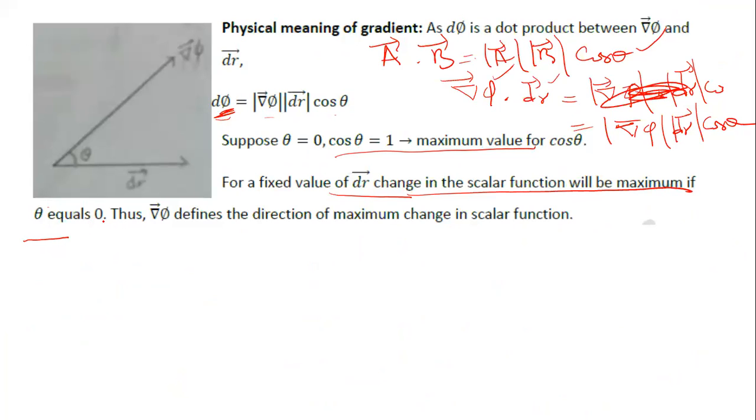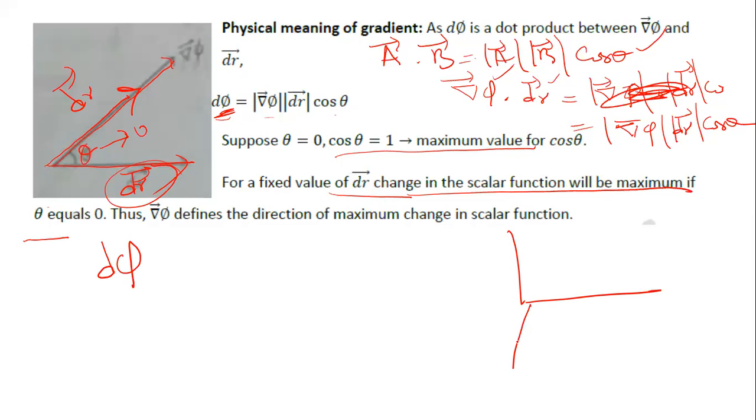if theta equals 0. So let's say this is your dr vector and this is your grad phi vector. If you consider the dr vector to be along the same direction as your grad phi direction, that is when your theta is 0, then you will have maximum change in the scalar function. Okay, so let's say you have a region of space x, y, and z here.